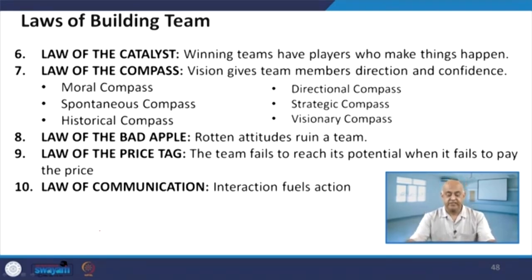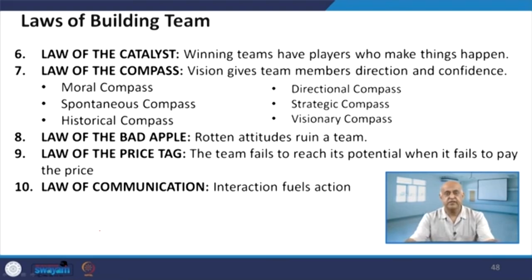Law of the catalyst, winning teams have players who make things happen. Law of the compass, vision gives team members direction and confidence. So, moral compass, spontaneous compass, historical compass, directional compass, strategic compass and visionary compass are there. So, therefore, whenever we are rebuilding the team, there will be the morality that is to be taken care of.